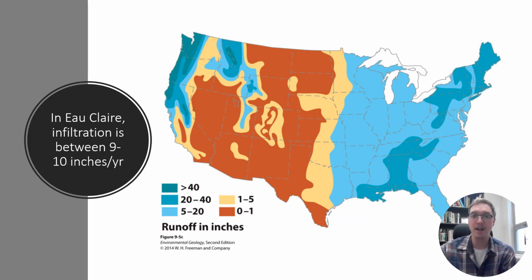Now, if we look at Eau Claire, infiltration is somewhere between 9 and 10 inches per year is what we typically see. We're in that lighter blue, more or less right about there, that little dot. So we see about 9 to 10 inches of infiltration per year and about 5 to 20 inches of runoff per year, depending on the season.